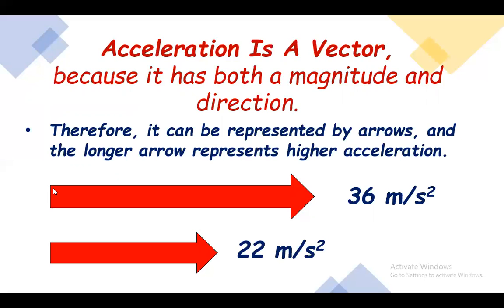And the longer arrow represents higher acceleration. The same thing for velocity. Longer arrow represents higher velocity, and here for acceleration, longer arrow represents greater acceleration. So the longer one here we have 36 meters per second square, and the shorter one 22 meters per second square. As is expected, it is lower than the previous one. Okay, these are the main three things about acceleration.